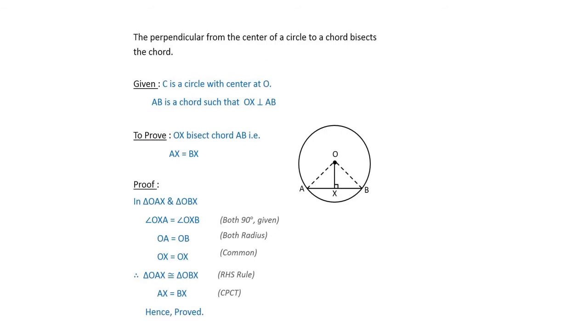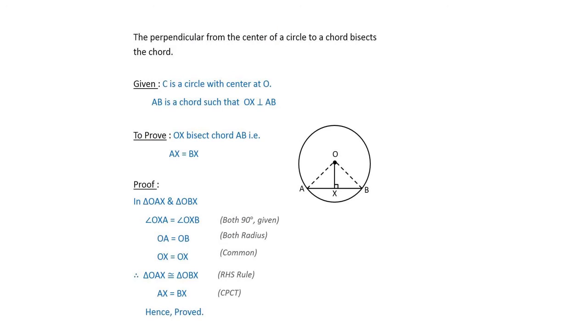Now, the perpendicular drawn from the center of a circle to a chord bisects the chord. So this is our statement. So where is the perpendicular, children? See here. OX is the perpendicular. AB is the chord. What the statement says is that this OX is going to divide this AB into two equal parts. If we have a perpendicular, how do we understand it? By this 90 degree symbol. So whenever there is a perpendicular going from the center to the chord, then the chord will get divided into two equal parts.